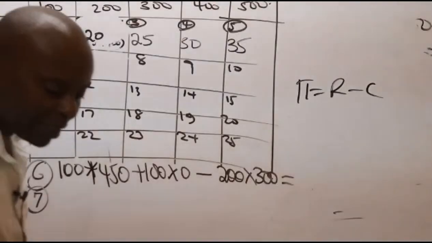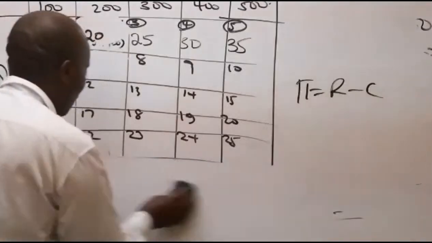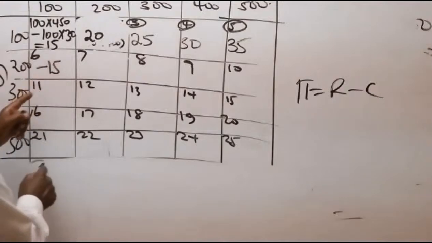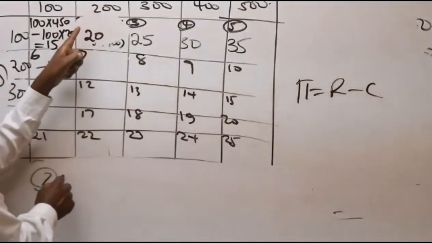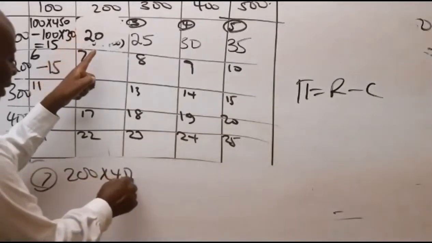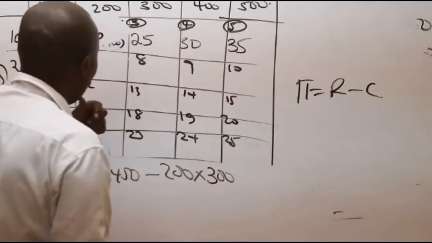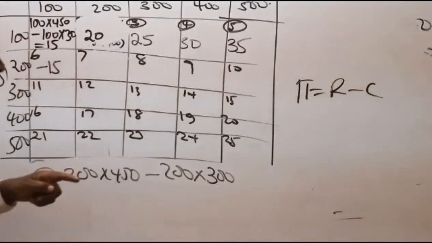So for cell number 7, this is what I have. We supplied 200, and demand is 200, so we shall sell 200 at 450 minus 200 at 300. Somebody is giving me what figure here? For cell number 7, somebody is giving me 30,000.